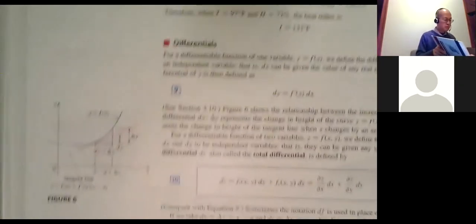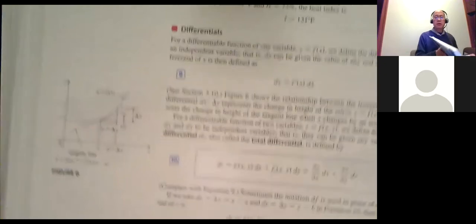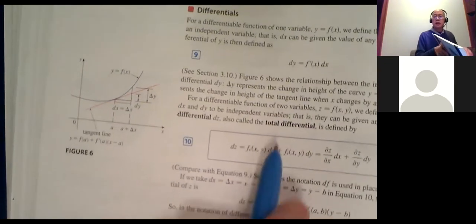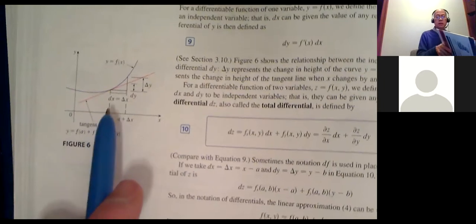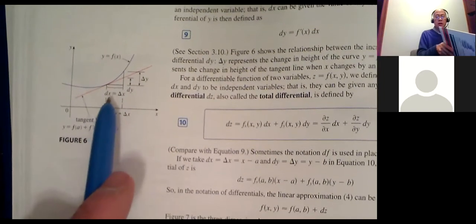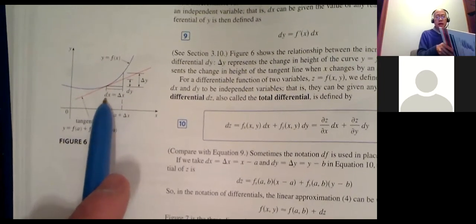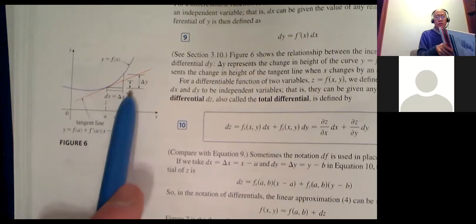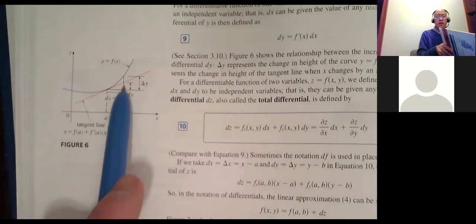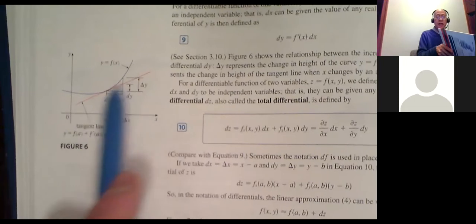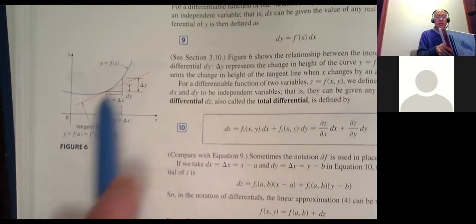Differentials, page 932. Remember in Calc 1, you did differentials. dy is f prime of x dx. Here was a picture that you had in Calc 1, where delta x is the same as dx. What's the difference between dy and delta y? Delta y is the actual change in the curve. dy is what happens if I pretended it was a straight line and I stayed along the straight line.